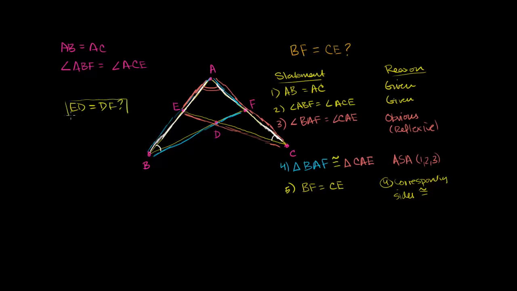The interesting thing is that at first it might not be so obvious how we figure out some type of congruency over that. But we do already have some information here.